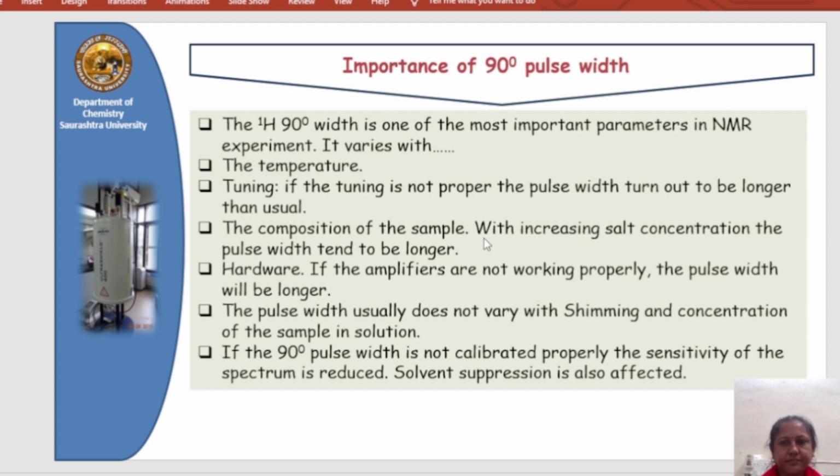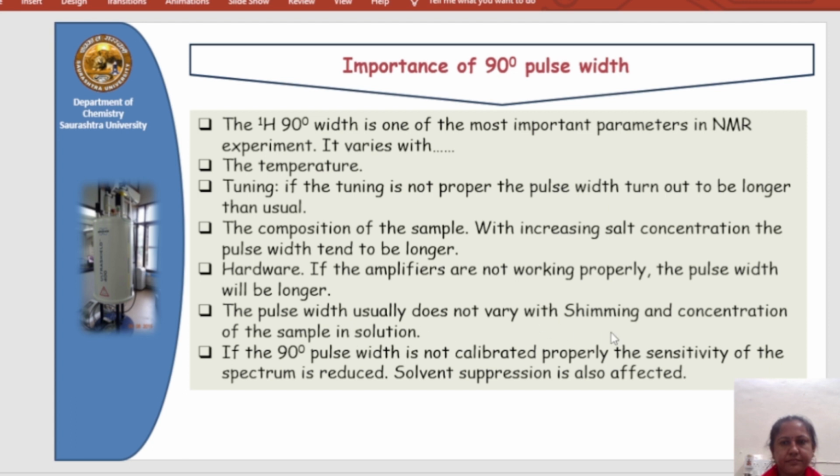Third one is the composition of the sample. By increasing the salt concentration, particularly in the case of proteins, the pulse width tends to be much longer, so it makes a broad spectrum or broad peak. And the amplifier, or we can say the receiver gain: if we cannot adjust the receiver gain properly, or the amplifier is not working properly, the pulse width will be longer. So it is further converted into a broad spectrum.